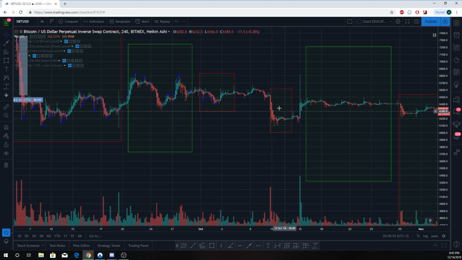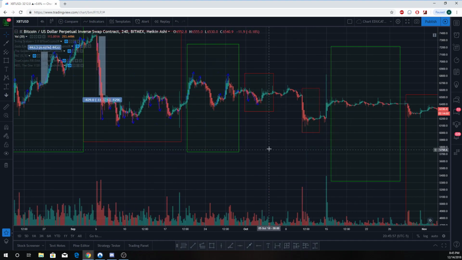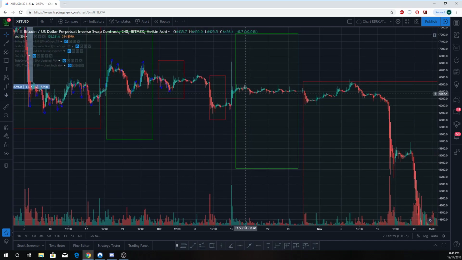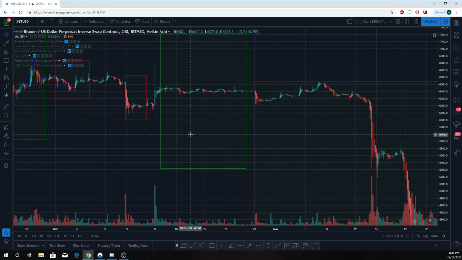This one was another short. Perfect. Now we're back to longs. Look, choppiness, right? But look what happens in this choppiness. What would have happened? Worst thing that happened to you is what? Flat. Small gain or small loss. Small gain. Flat. Small gain. Small loss. Flat. That's just choppy market. It's not that you did anything wrong.